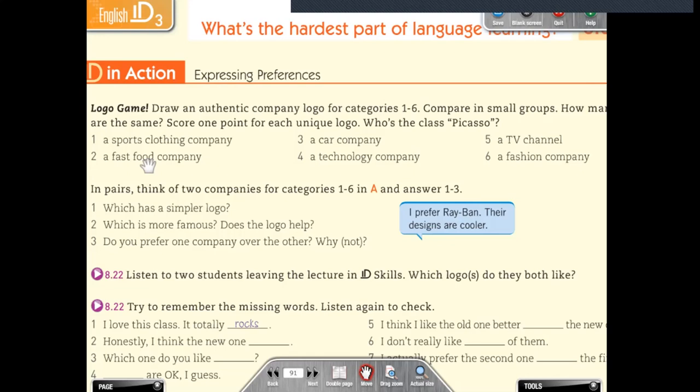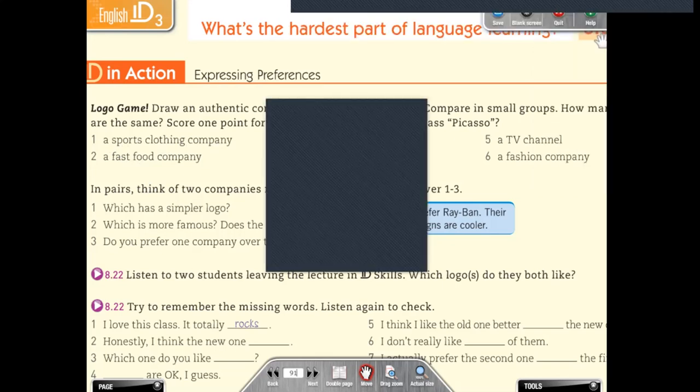And you're going to tell me what you are selling. But first you have to pick a sports, a clothing company, fast food, a TV channel. What are you going to create? That's one thing that you need to decide.